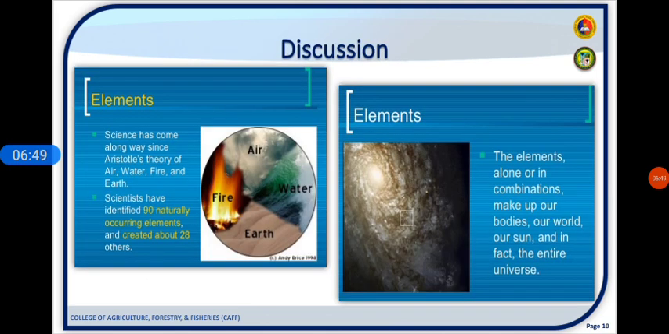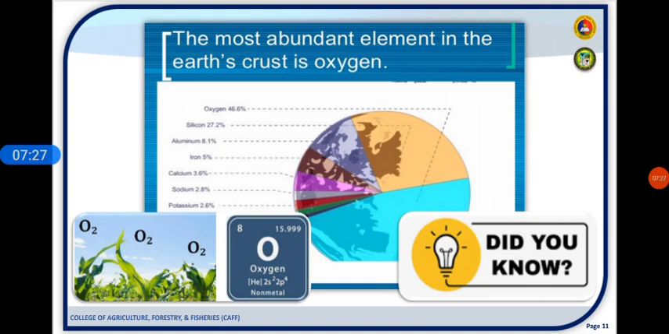Science has come a long way since Aristotle's theory of air, water, fire, and earth. Scientists have identified 90 naturally occurring elements and created about 28 others. The elements alone or in combinations make up our bodies, our world, our sun, and in fact the entire universe. So that is why I said an element is the simplest substance that cannot be broken down into smaller substances. Without these elements, we will not be able to synthesize new useful chemicals. The most abundant element in the Earth's crust is oxygen. Did you know that?